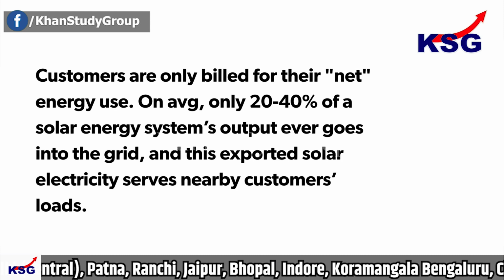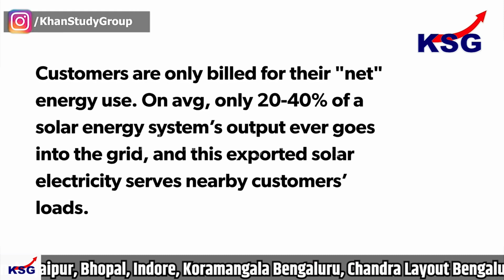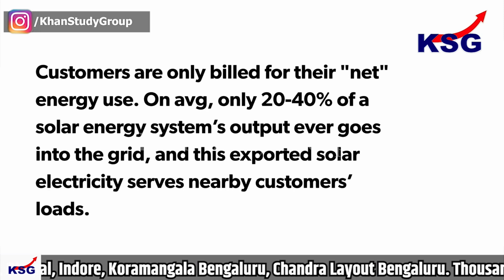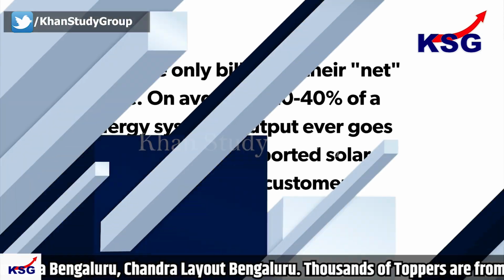On average, only 20 to 40% of a solar energy system's output ever goes into the grid, and this exported solar electricity serves nearby customers' loads.